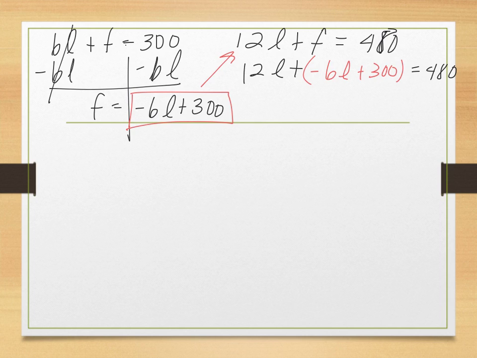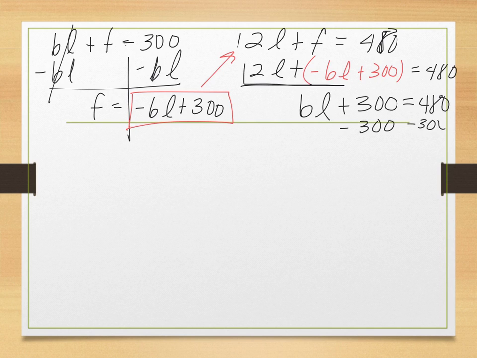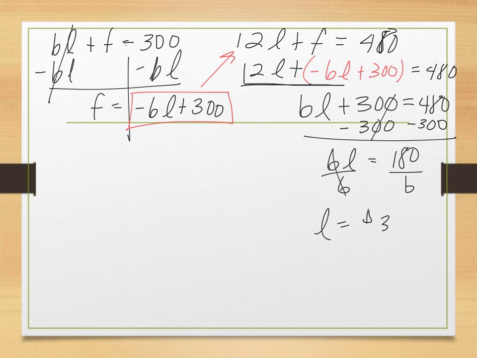All right, so moving on, since in this case we're adding, we really don't actually need to pay attention to the parentheses. So I could just simplify 12L and negative 6L to positive 6L. So 6L plus 300 equals 480. If I subtract 300, I have that 6L equals 180. And if I divide by 6, then I find out that every lesson is $30.